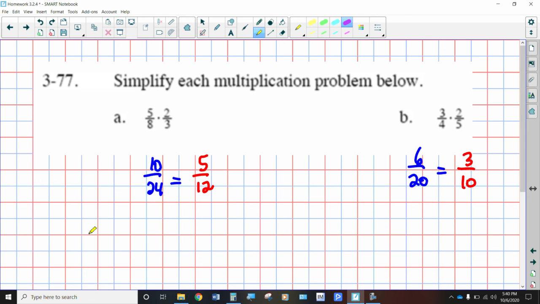And now the last problem, being able to multiply fractions together, just numerator times numerator, denominator times denominator, and then simplify if you can. And it turns out the numerator and denominator have 2 in common, so 10 divided by 2 is 5, 24 divided by 2 is 12. Here, 3 times 2 is 6, 4 times 5 is 20, and the numerator and denominator have a 2 in common, so you divide the top and the bottom by 2, and you get 3/10.